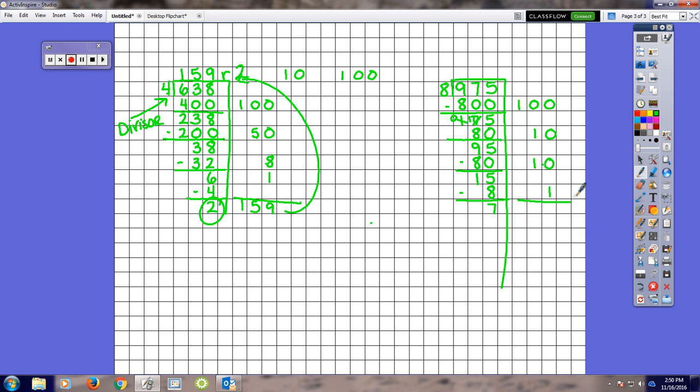So let me add up my numbers. I have a 1, I have a 2, I have a 1. So my answer is 121, remainder 7. 121, remainder 7. And I'm done with my division problem.